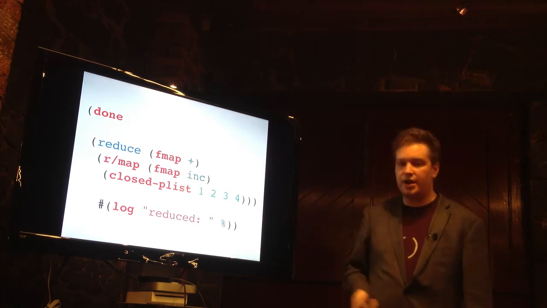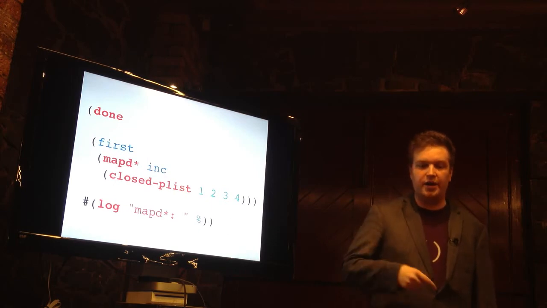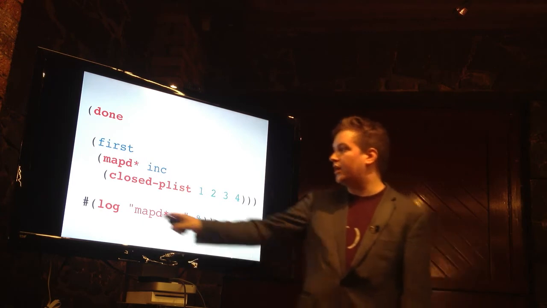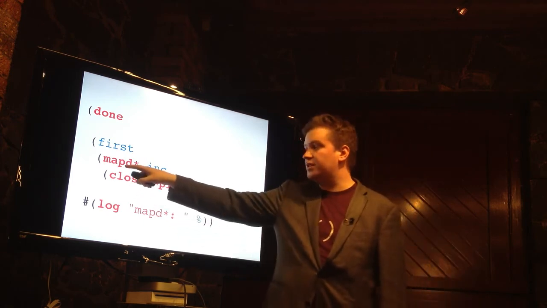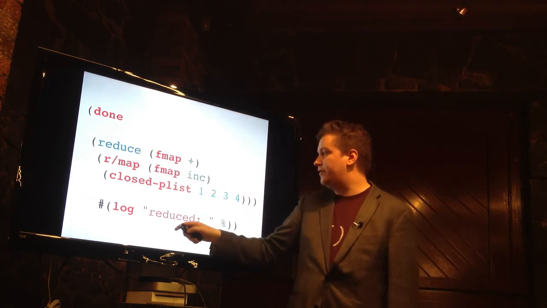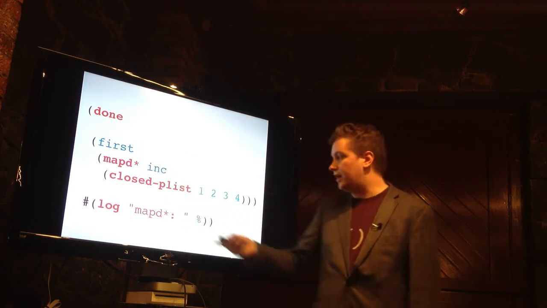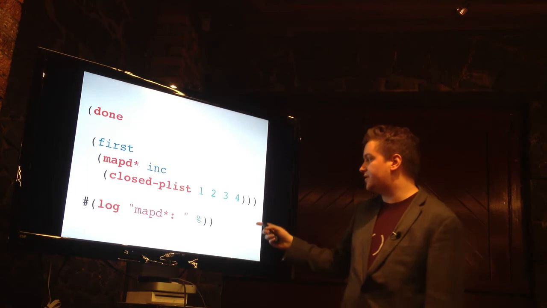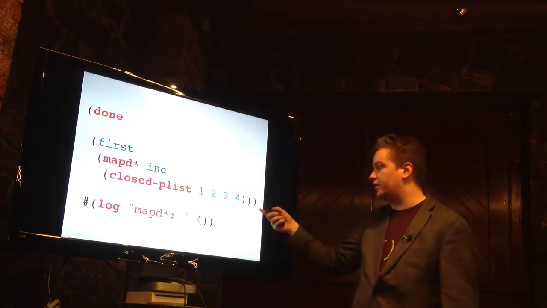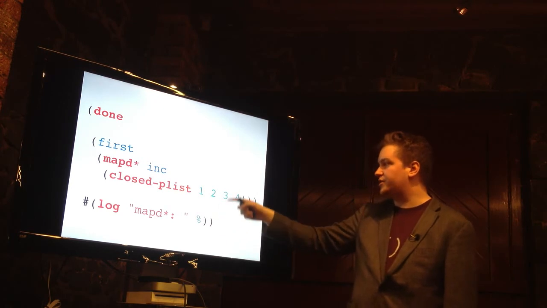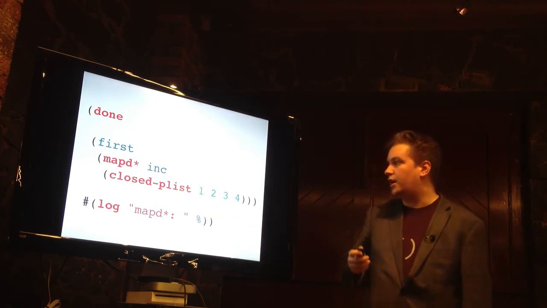And so I've gone ahead and implemented my own versions of the standard higher order functions. So here we've got mapd. Mapd is a convenience version of map that automatically fmaps the function. So this does what it looks like, right? It's incrementing everything, pulling out the first value, and then printing it. So this will print 2.